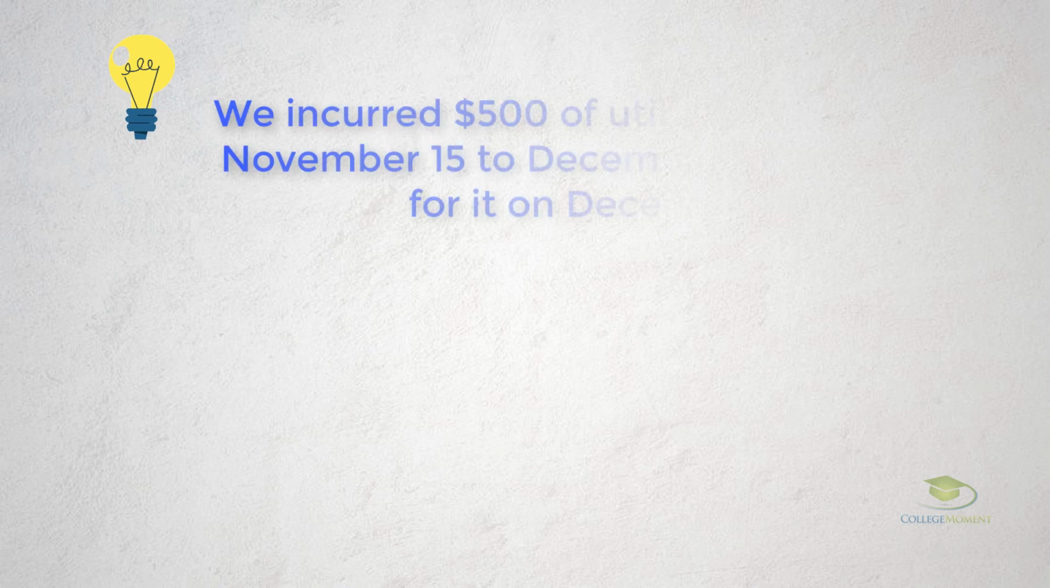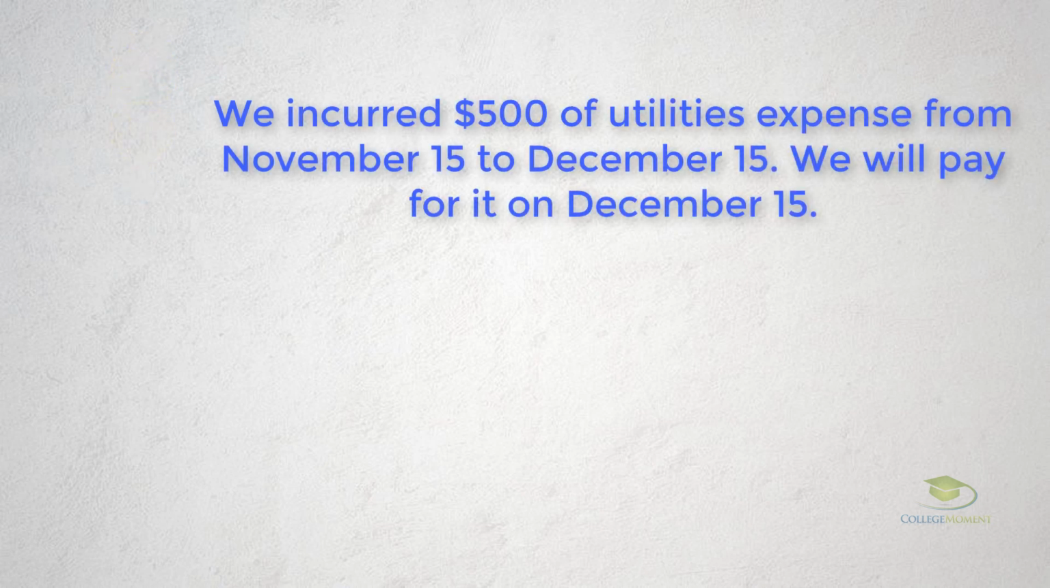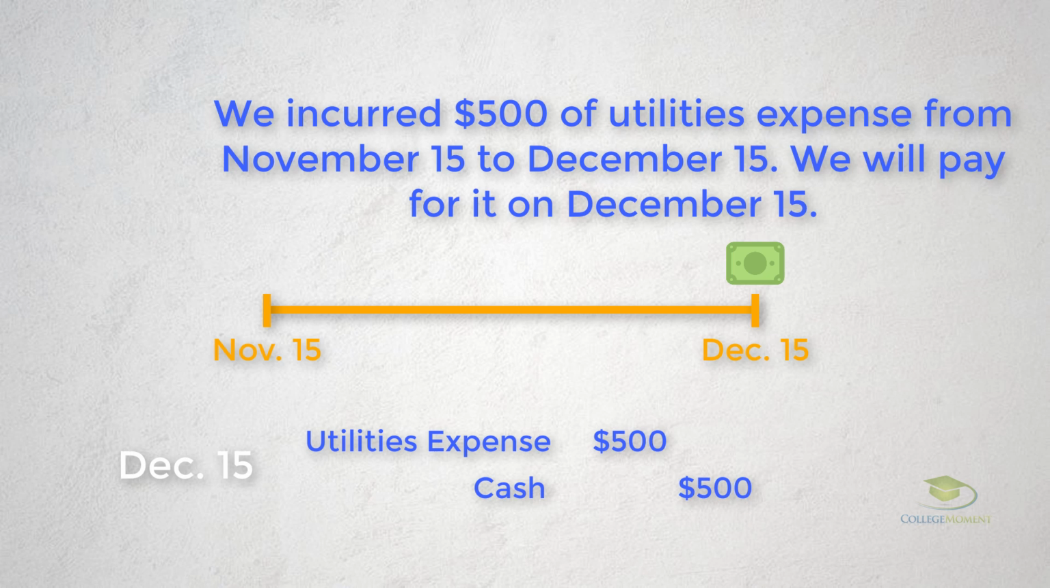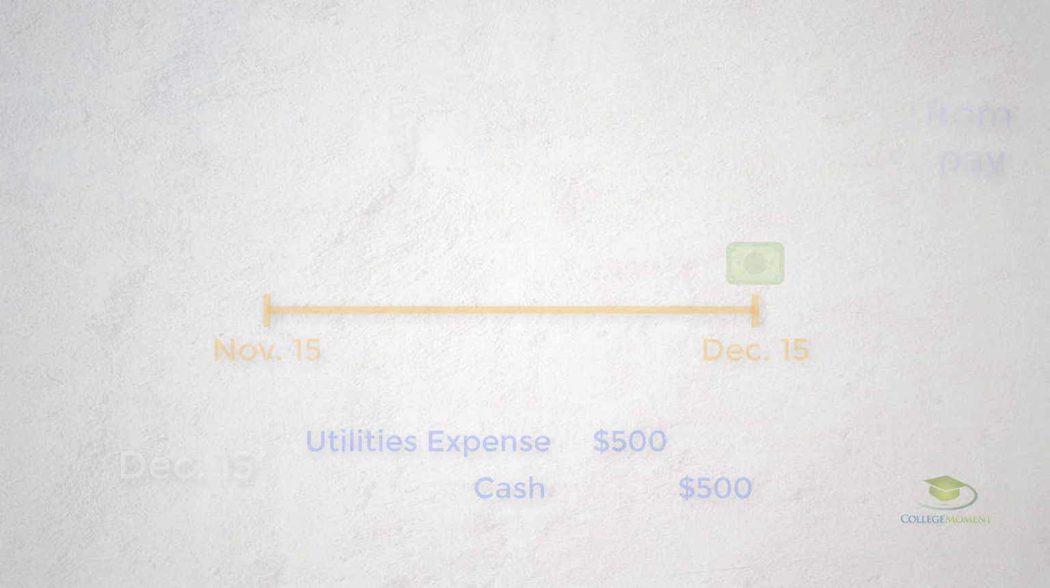Let's take a look at an example that we have seen before when we were making the journal entries. We incurred utilities expense of $500 from November 15 to December 15. We paid for it on December 15. The journal entry would be like this. The entry we made is easy because we do not have the year end before the payment date. Let's take a look at a more complicated example then.